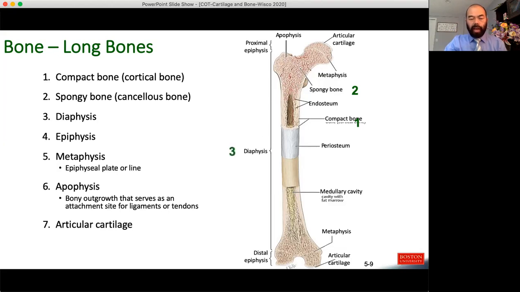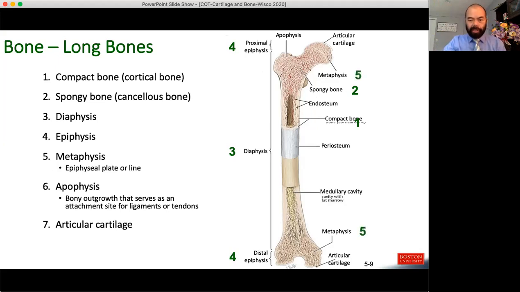Then we have the diaphysis and the epiphysis. So the diaphysis is colloquially known as the shaft, and the epiphysis is colloquially known as the ends of the bones. And of course, with a long bone, you have two ends, or two epiphyses and one diaphysis.